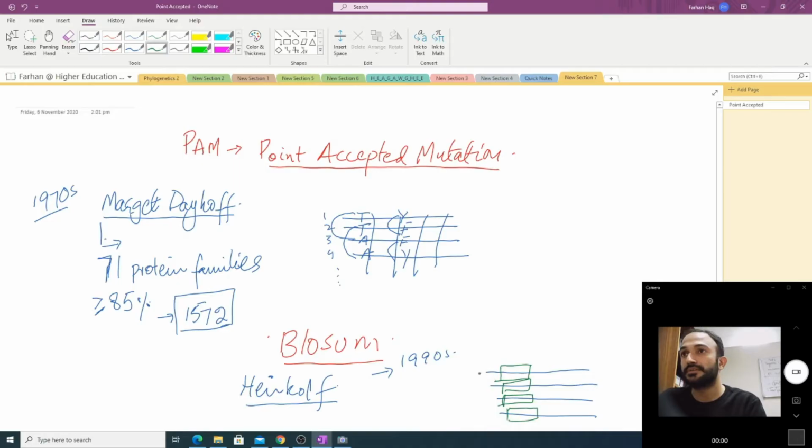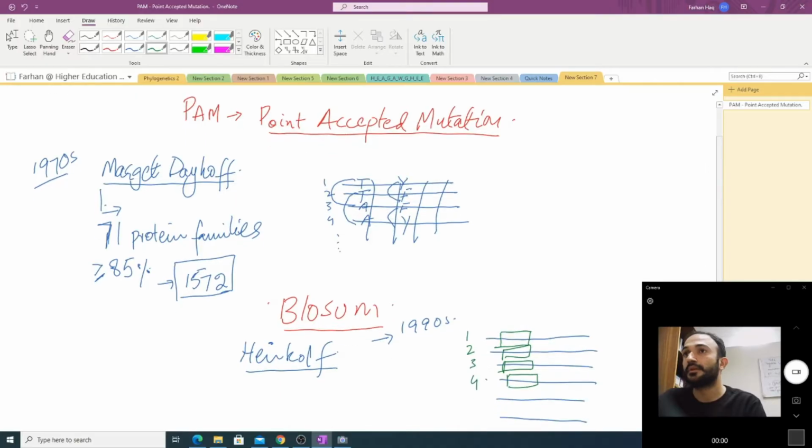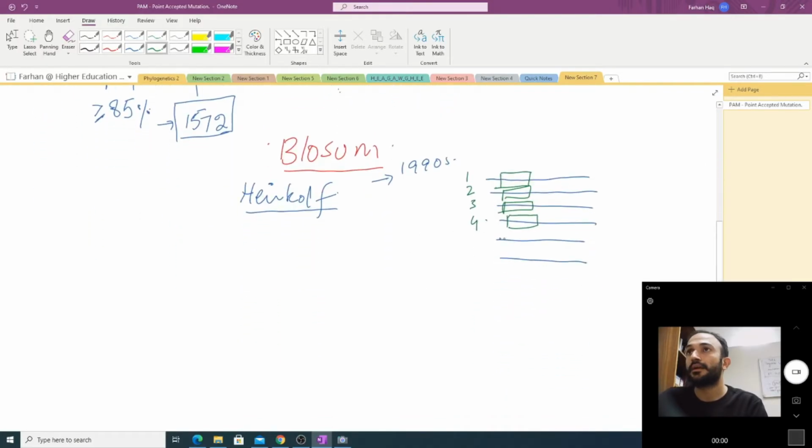There are some regions inside a protein sequence which are conserved compared to the other sequences. Conserved means that fewer changes occur in these regions, and compared to the rest of the sequence, the number of substitutions is less. So we call these regions domains, right?